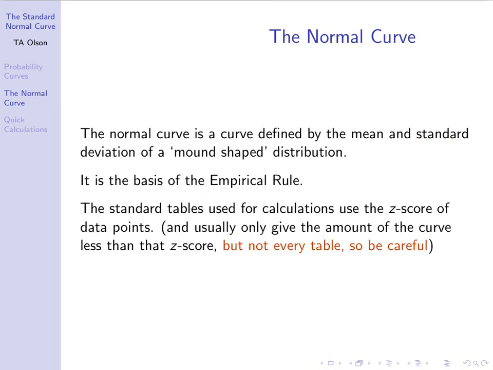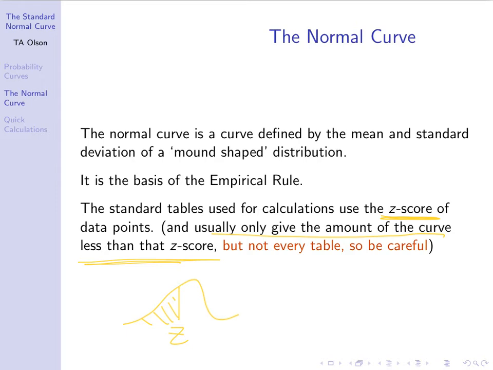In standard tables that we use, they use the z-score because any particular normal curve for a particular data set is going to be centered around the mean for that data set. So what we really care about is we use the z-scores to be able to use the tables for any particular data set. Okay? And most of these tables will give the amount of the curve that is less than a particular z-score. Not all of them, but most of them, right? So you're going to find some particular z-score, and the table will tell you the area left of that point.